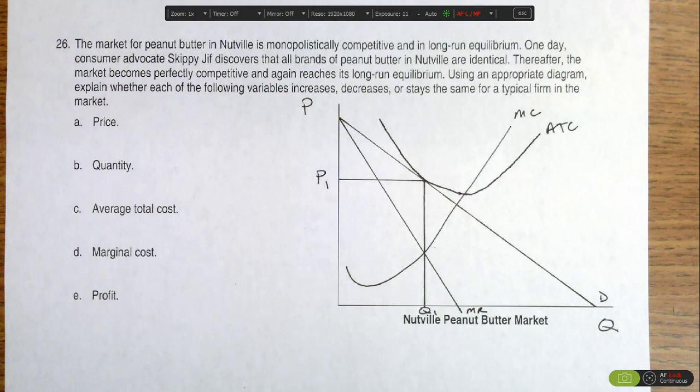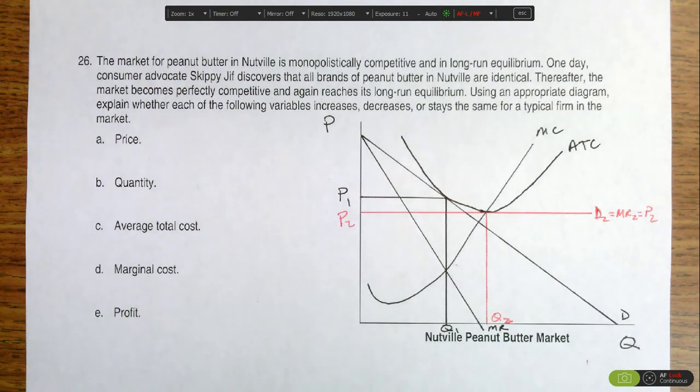Well, if it's going to be perfectly competitive, we know that price is going to equal marginal revenue, it's going to equal marginal cost, and if it's in long-run equilibrium, there will be zero economic profit. And so we would have a horizontal demand curve, not the downward sloping demand curve that you see here, and that would intersect at the minimum point of ATC. And when it does that, it would look like this.